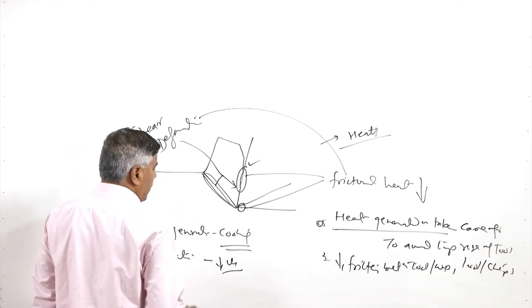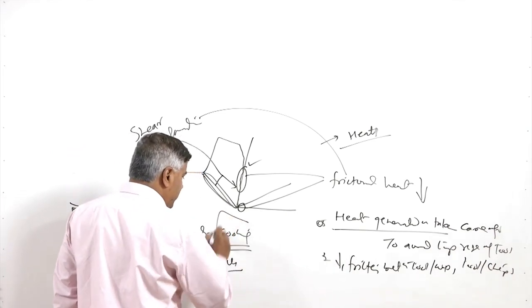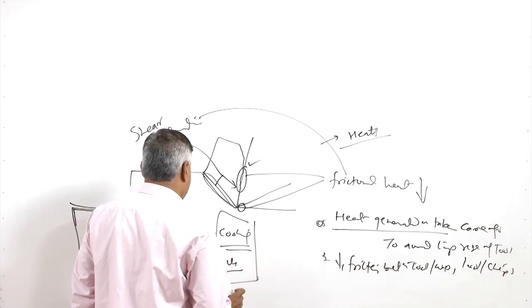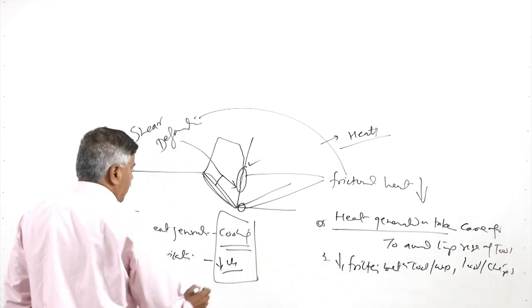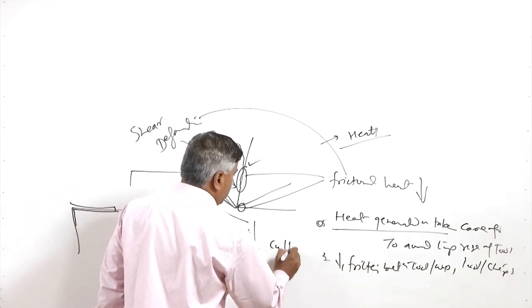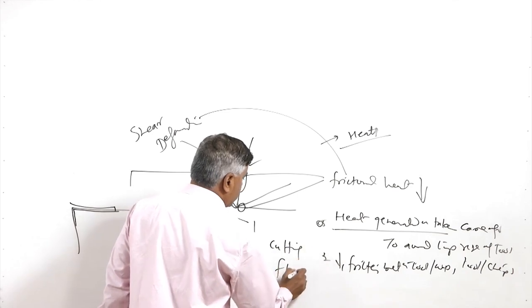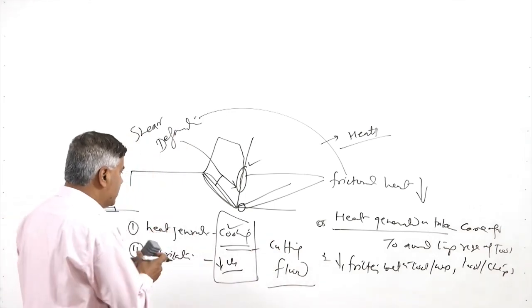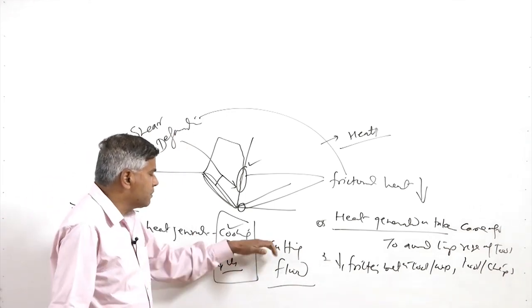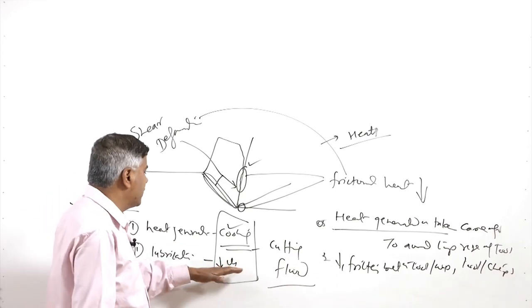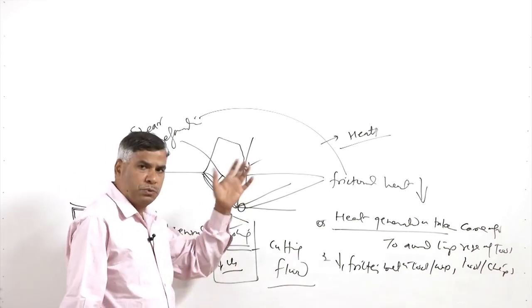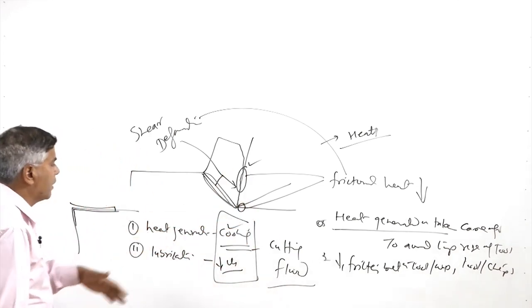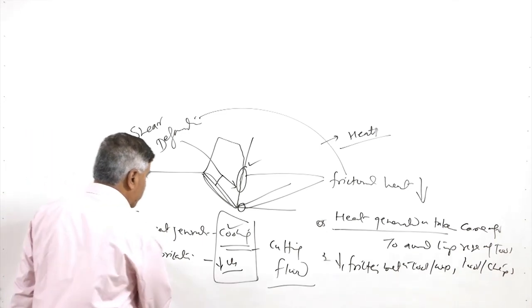So, to deal with these two purposes, we need to use the cutting fluid. It is expected that cutting fluid will perform the cooling, so that the heat generated can be taken care of, as well as provide the lubrication, so that the friction between tool and chip and tool and workpiece can be reduced.